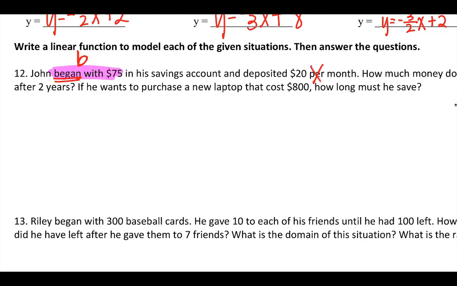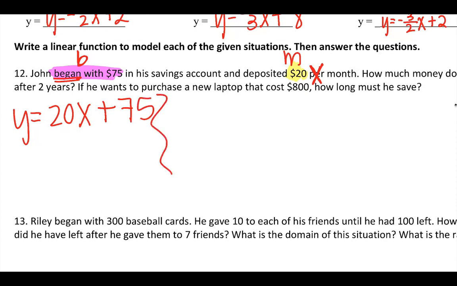Per means to multiply, so that's 20x. And remember, whatever's next to my x is my m. Looky there. I've got an m and a b. Can't I write an equation now? If I were to write an equation, I would have y equals, m is 20x, plus 75. There's my equation.